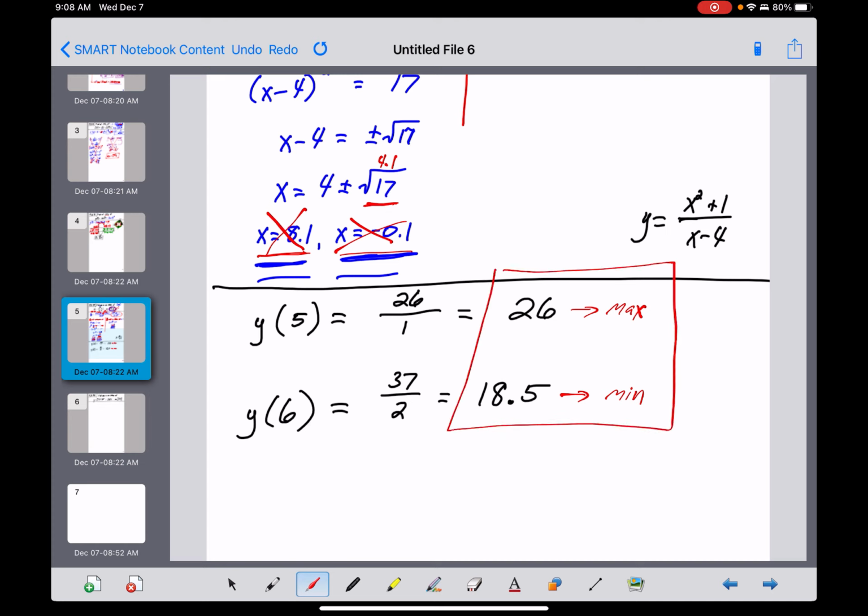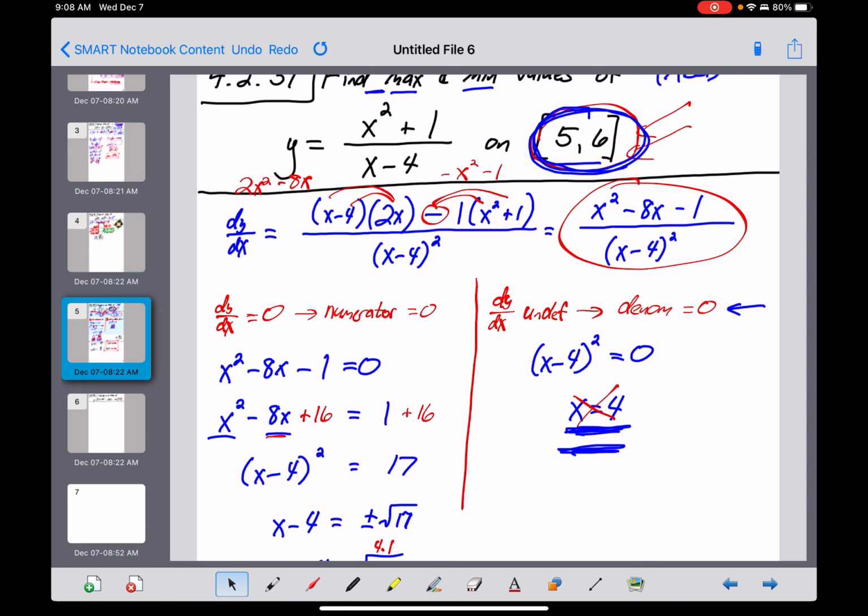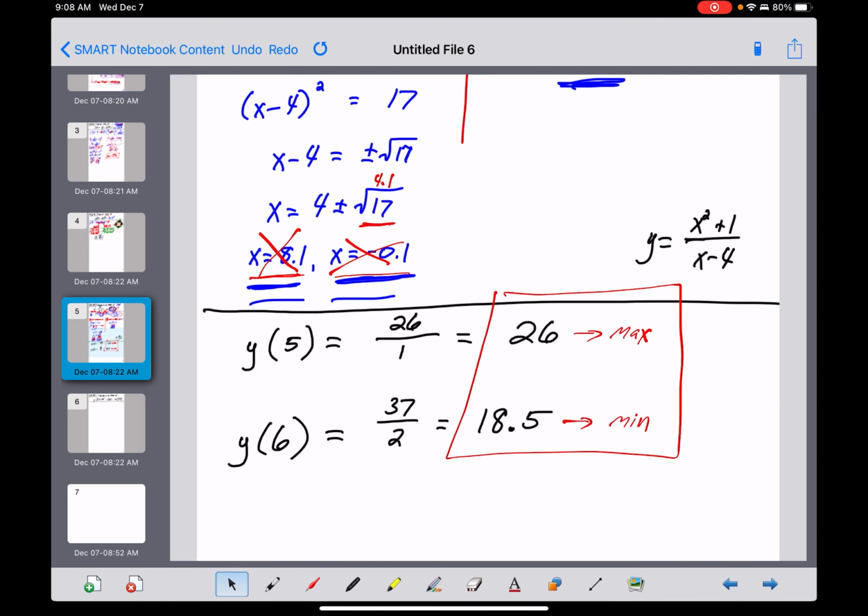So for all that work here, guys, that's what we came up with for the answer here in problem number... This was 30, nope, I forgot. 39. That's what we were looking for. And I'm just checking the solutions manual right here. Maximum value of 26, minimum value of 18.5.